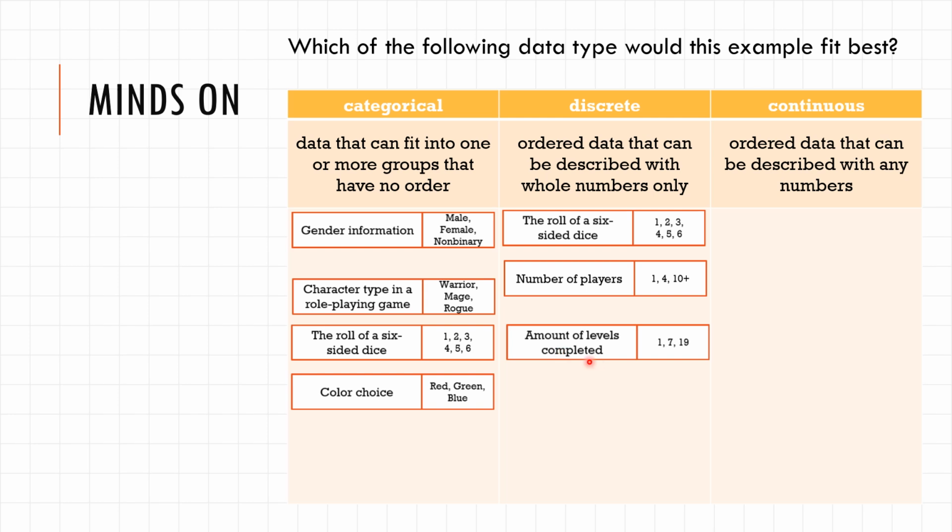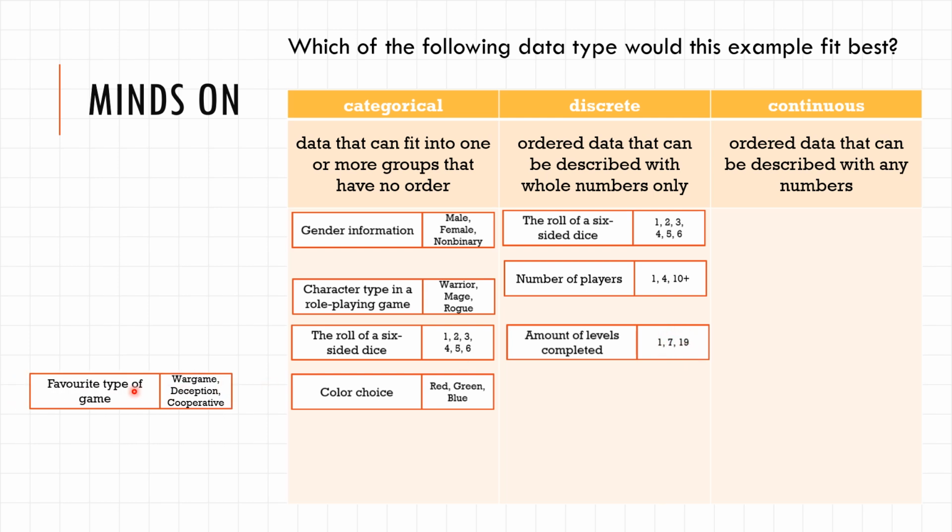This would be discrete data, because although you could say, oh, I'm done 1.5 levels, that half level is not complete. You can only complete a whole number of levels. Discrete data is whole numbers only. You would only classify it as continuous data if the numbers could be decimals or fractions.